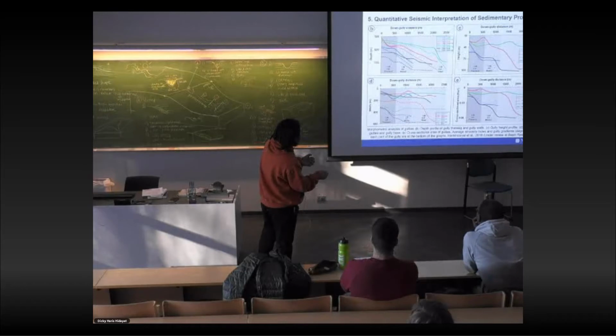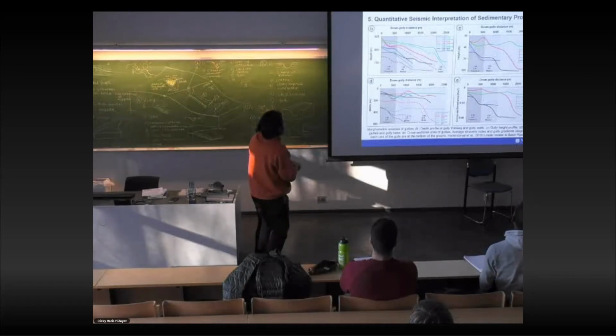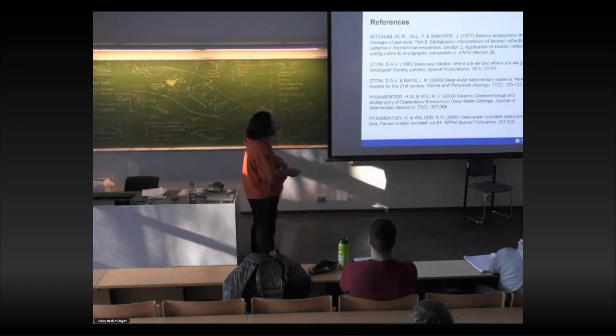So it appears in this cross plot as well. But the trend is the same. It's increasing in number, in width, in height, but the amount is smaller than the channel and the canyon. And this is the reference that I use for this course, mostly the basic one.